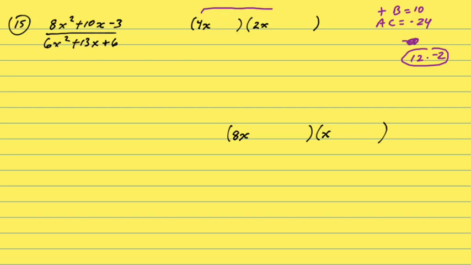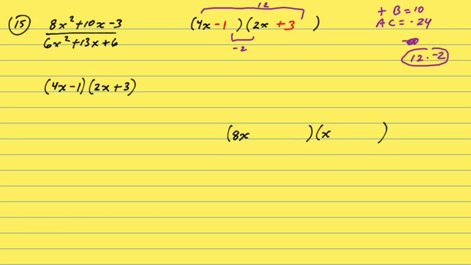4 goes into the 12, so I put the 12 up here, and then negative 2 goes here. 4 times what is 12? Well, that would be a 3. 2 times what is negative 2? Negative 1. So I think the top would factor into 4x minus 1 and 2x plus 3.